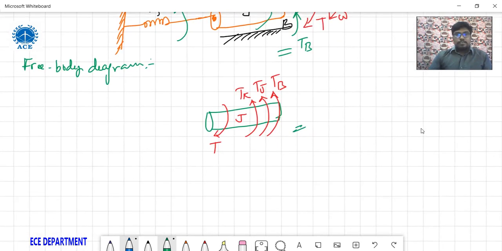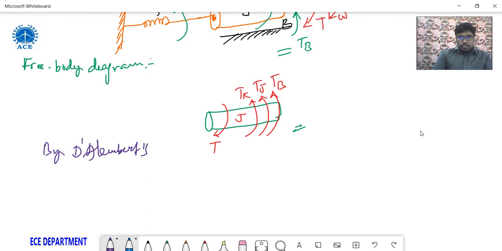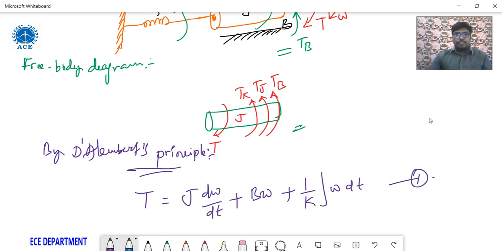So let us write the torque equation by D'Alembert's principle. I am writing directly: torque T is equal to J d omega by dt plus B omega, in terms of angular velocity, plus 1 by K integration of omega dt. Take this as equation 1, right?